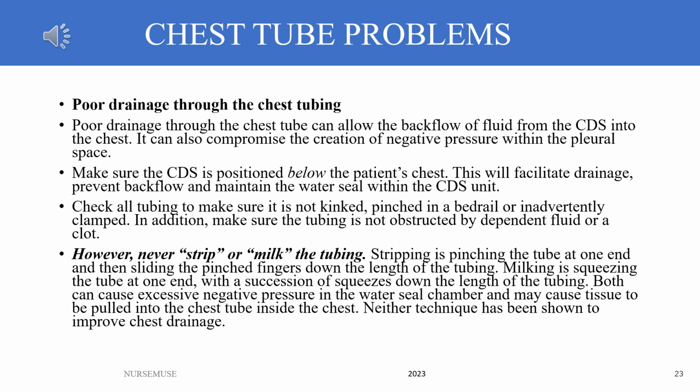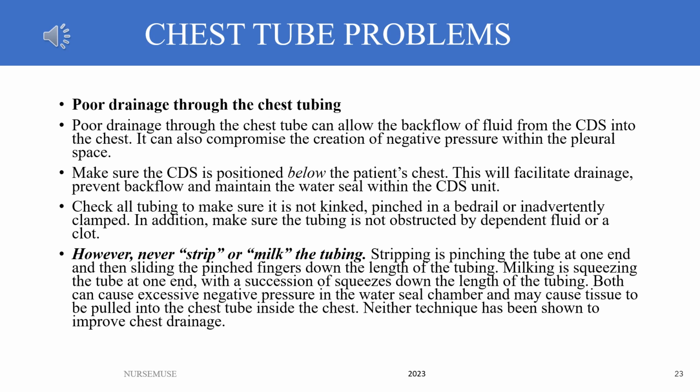What are some common chest tube problems that nurses have to be aware of and what to look for? So the chest tube drainage system is referred to as CDS in this slide. So we can have poor drainage through the chest tube. Poor drainage through the chest tube can allow the backflow of fluid from the chest tube back into the chest. It's also going to compromise the creation of negative pressure within that pleural space. This is the whole goal, is to create negative pressure so the lung expands on its own.